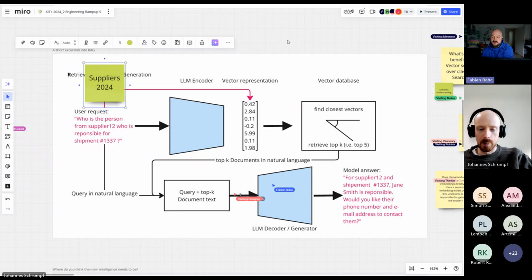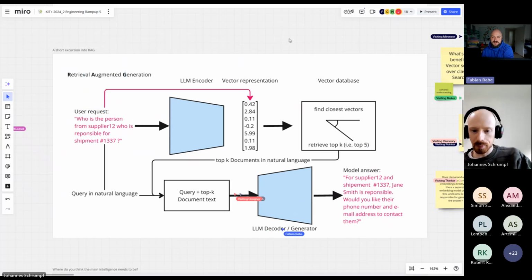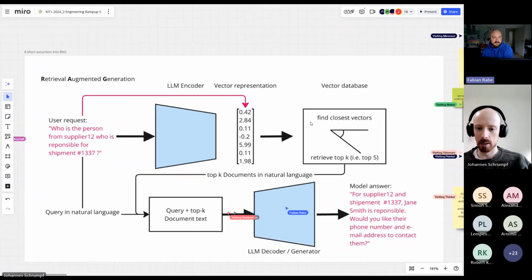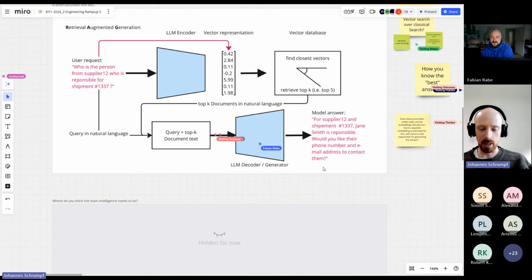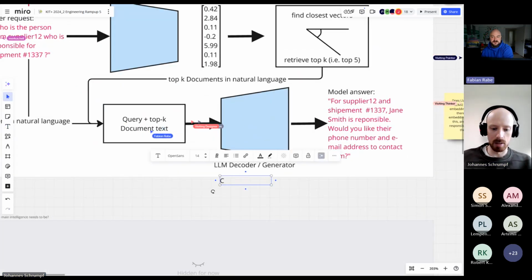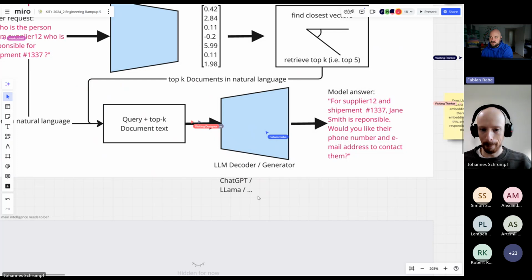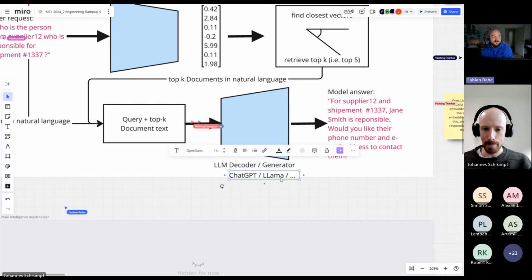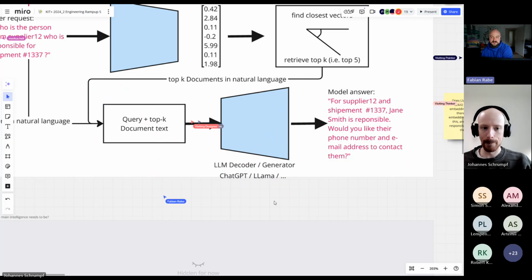I think where part of the confusion is coming from maybe is down here. You wrote LLM decoder and generator, but this is not the mirror model used here. It's just an LLM. Yes. Sorry. So this query plus top K document text is the actual text and not the vector. And the question whether you use the decoder or the embeddings here is correct. This part gets fed the literal human readable text and not the vectors for decoding.